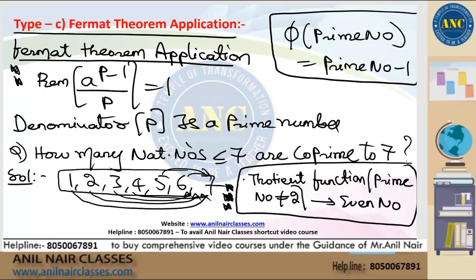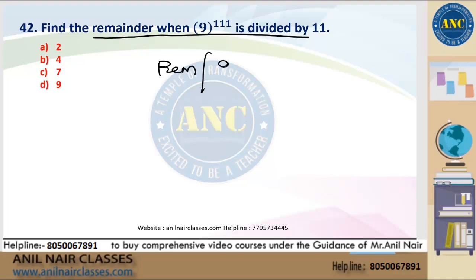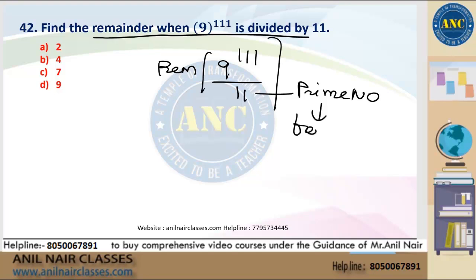This is Fermat's theorem. Now application. First one. Find the remainder when 9 power 1111 is divided by 11. 11 is a prime number. If it is a prime number, you can use Fermat's theorem.